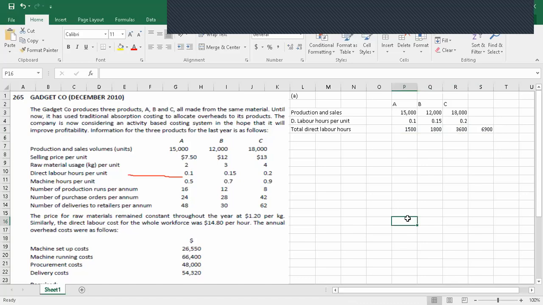Now, overheads have to be calculated. Overheads have to be charged to product A, B, C. How many overhead costs are there? So we see machine setup cost is there, machine running cost is there, procurement cost is there, delivery cost. There are four items of overheads. Okay, let's start.